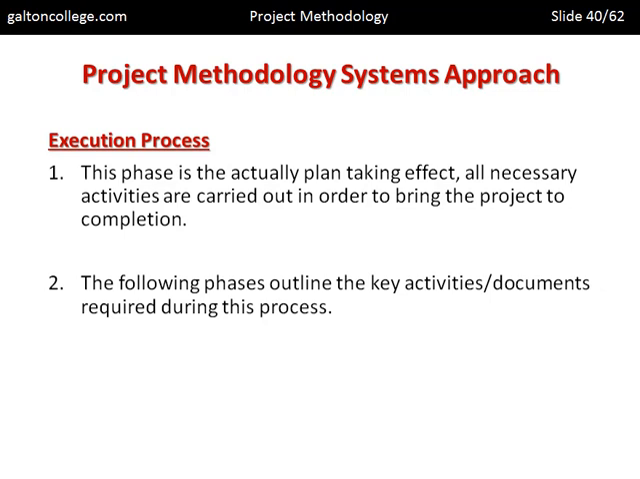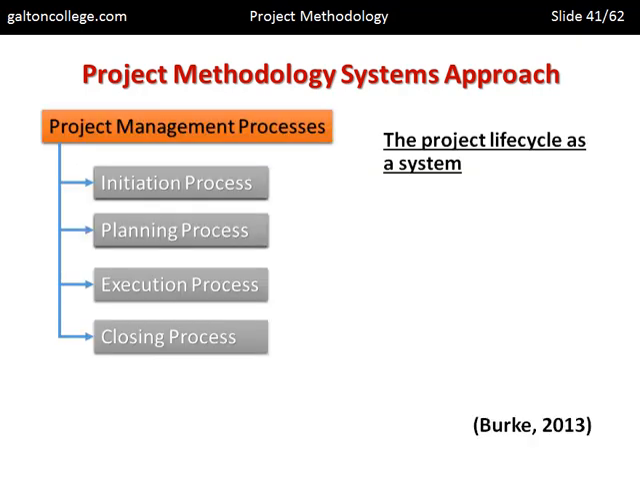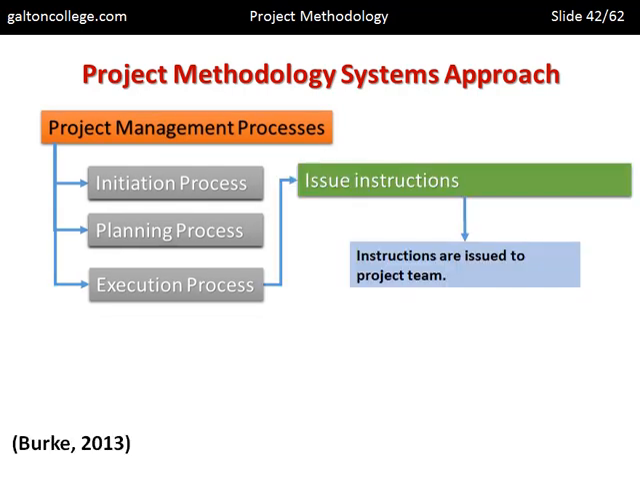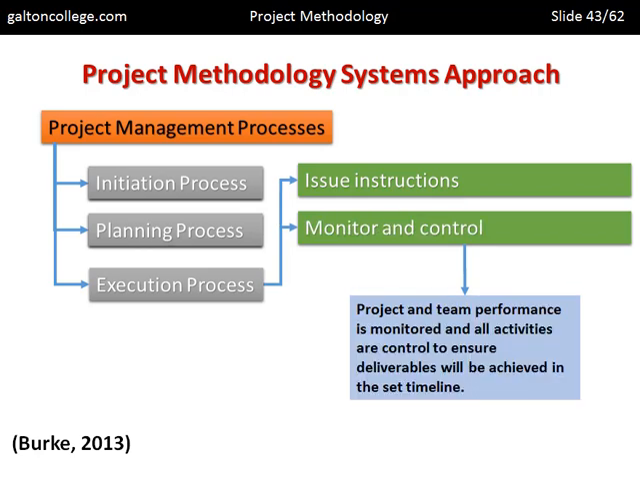The following phases outline the key activities and documents required during this process. So we're looking here at the execution process. Now, it's important to issue instructions. It's important that there is clarity about the requirements of the project. So it's important that documentation is developed that's clear, easily followed by operators and by departmental managers. So they know exactly what's required. So the instructions are unambiguous.